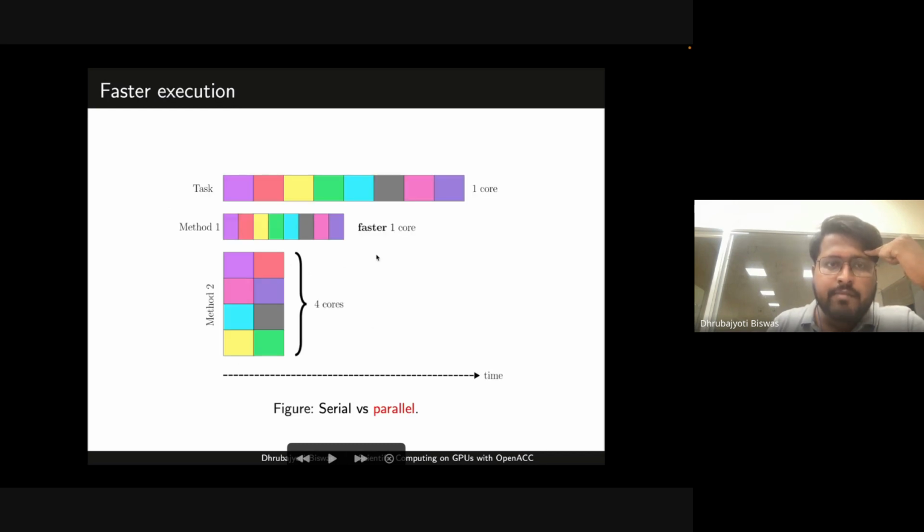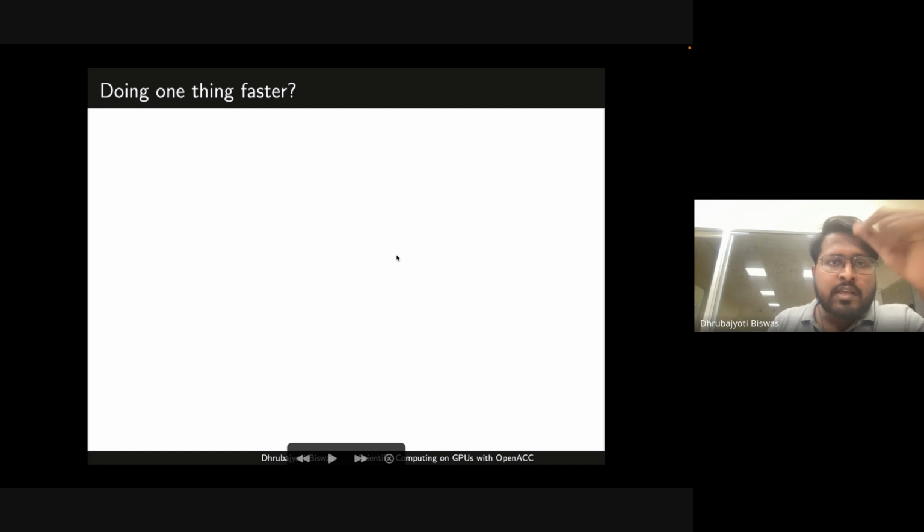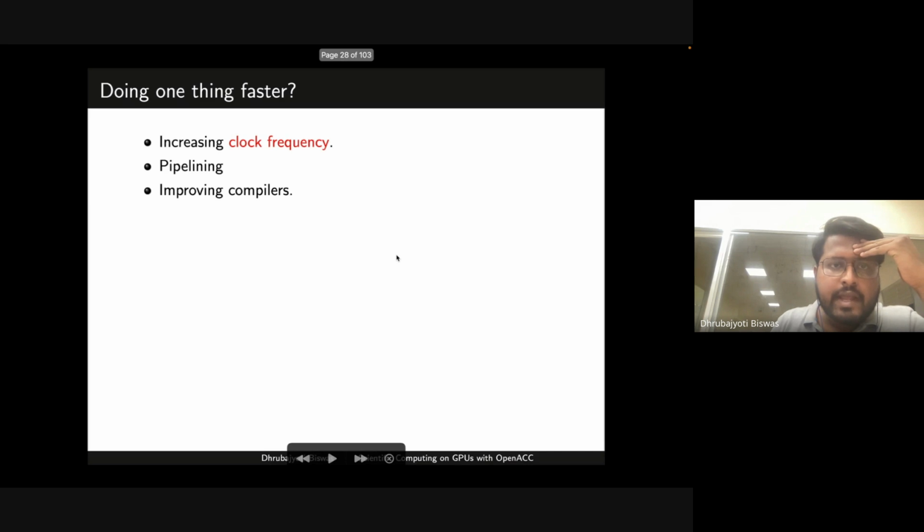As I said, method 1 goes for faster processing using a single core, like doing one thing faster. In computer terms, how can that be done? You have to increase the clock frequency, the frequency at which your CPU runs. Nowadays it is 4 gigahertz, 4.5 gigahertz, and so on. You can start to increase that. There are other technical things like pipelining and improving compilers.